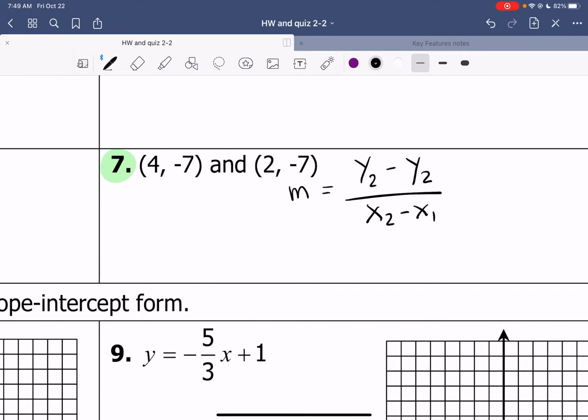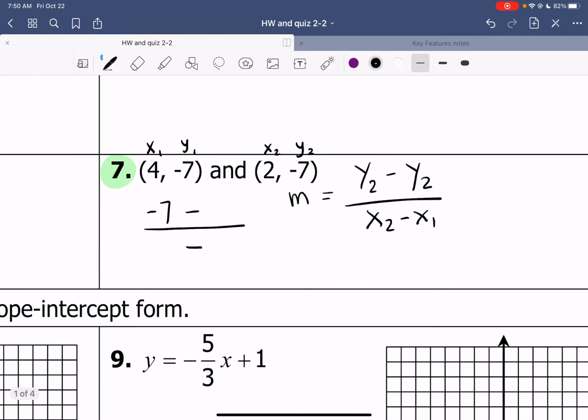So again, I'm going to take my coordinate pairs and label them either 1 or 2. So the 1s have to go together and the 2s have to go together. So then I just take my numbers and put them into my formula. So I have my line, my subtraction sign, and then I see that y2 is negative 7. So that's going to go in that space. And then y1 is also negative 7. Then on x2, I see x2 is 2 and x1 is 4.